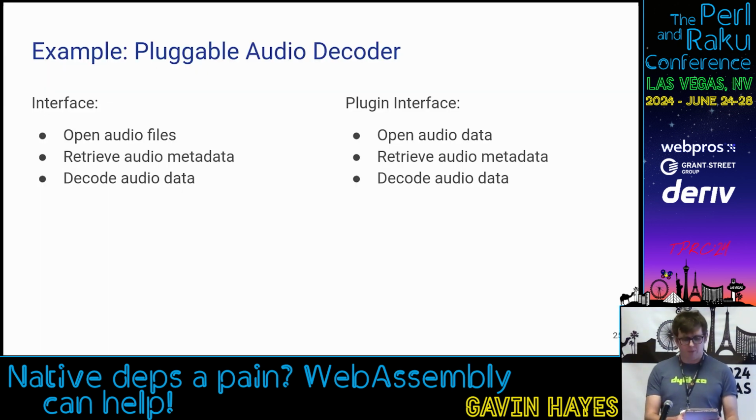Let's make a pluggable Perl module, or a Perl module with a plugin system. We'll make an audio decoder module, as this will demonstrate seamlessly integrating native code with Perl too. To keep it simple, it'll only be able to open audio files, retrieve audio metadata, and decode audio data. The plugin interface, in this case, will be pretty similar, but rather than allowing the plugin to access our file system, we'll copy the audio data into a buffer and pass it into it.